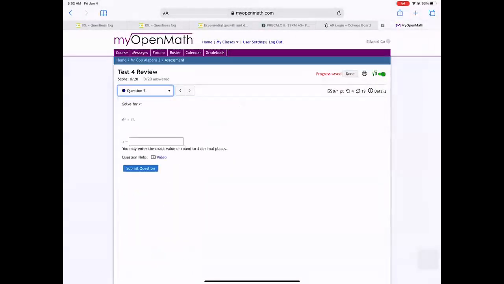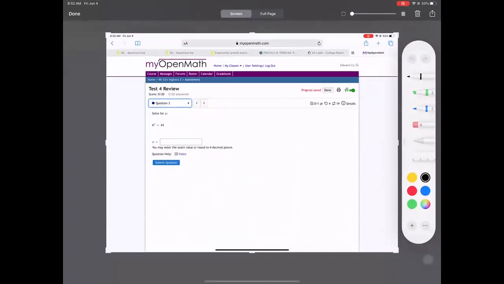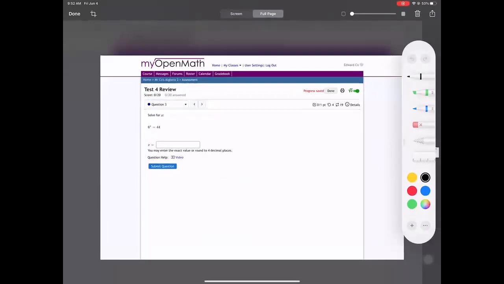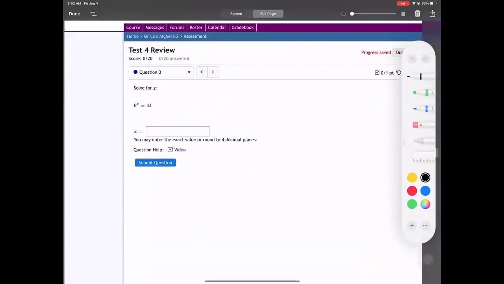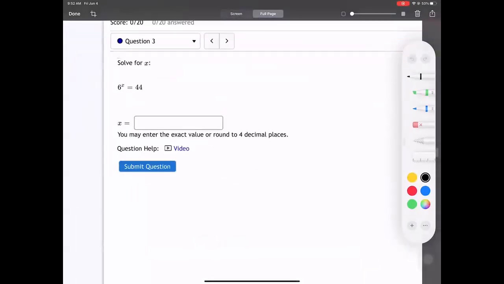Okay, next problem. This one, we would need a calculator for this one because think about the multiples of 6. 6 times 6 times 6 times 6 times 6, right? Does that become 44? We know 6 squared is 36, okay? So that's not gonna work for us. So we're gonna have to use logs here.